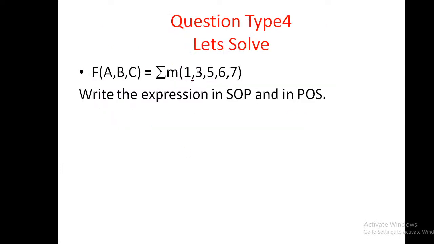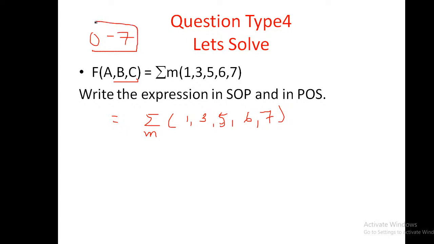So how many terms are there? Small m1, small m3, small m5, small m6, small m7. That is 5 terms, so we can write it as small m 1, 3, 5, 6 and 7. This is a 3 variable function, so how many combinations will there be? 0 to 7. If it's a 4 variable function, definitely 0 to 15 we need to consider, right? As it is a 3 variable function, there are 8 combinations, and 0 to 7 will be the suffix values.